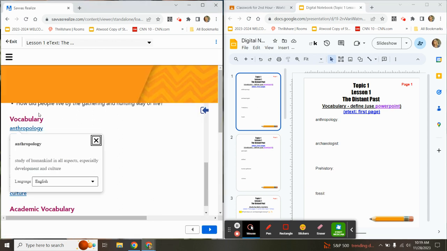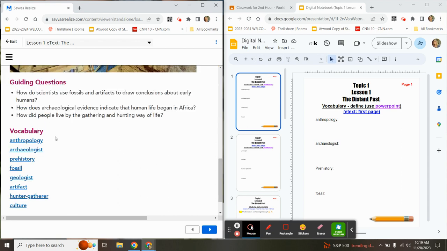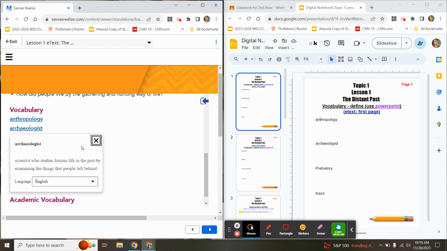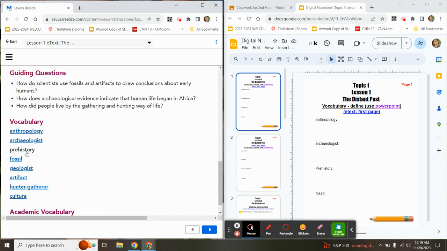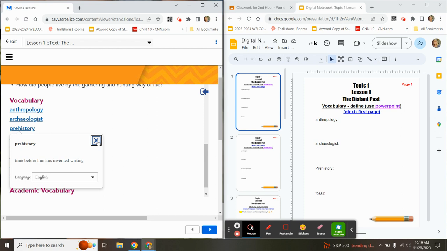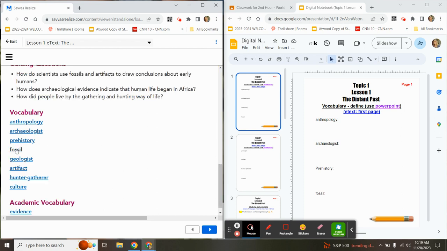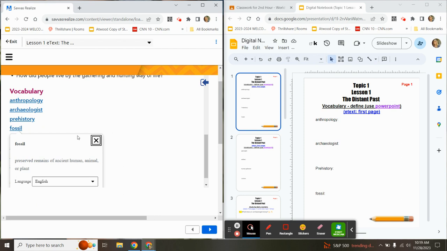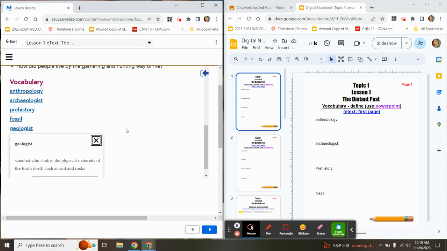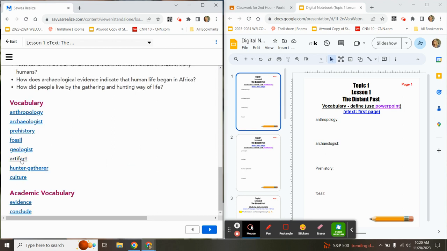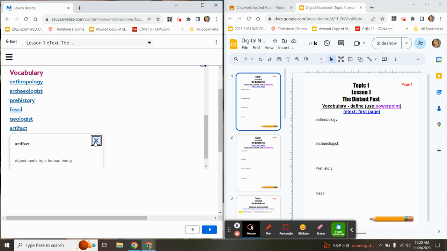Let's see. Anthropology, study of humankind in all aspects, especially development and culture. Archaeologist, scientist who studies human life in the past by examining the things that people left behind. Prehistory, time before humans invented writing. Fossil, preserved remains of ancient human, animal, or plant. Geologist, scientist who studies the physical materials of the earth itself, such as soil and rocks. Artifact, object made by a human being.